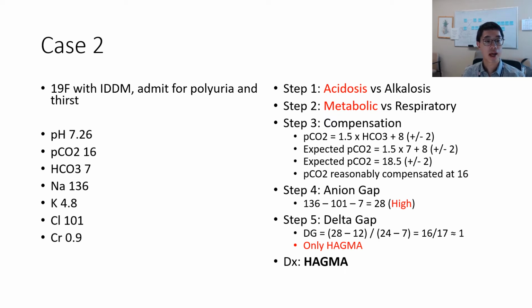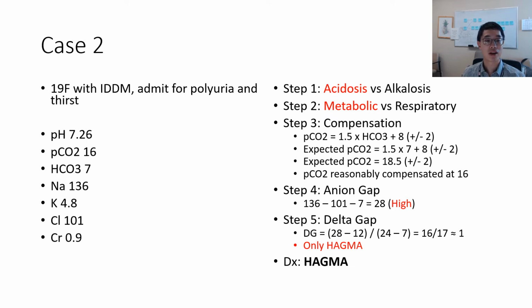Now let's calculate the anion gap. 136 minus 101 minus 7 is 28, which is elevated. And because we have a high anion gap metabolic acidosis, we need to calculate the delta gap. And our delta gap, remember, is our change in our anion gap, which is 28 minus 12, divided by our change in bicarb, which is 24 minus 7. And we get to 16 divided by 17, which is about 1.